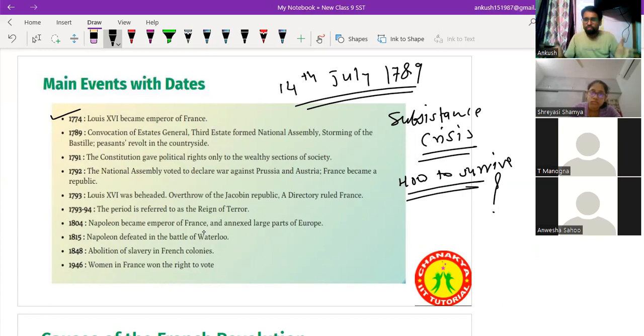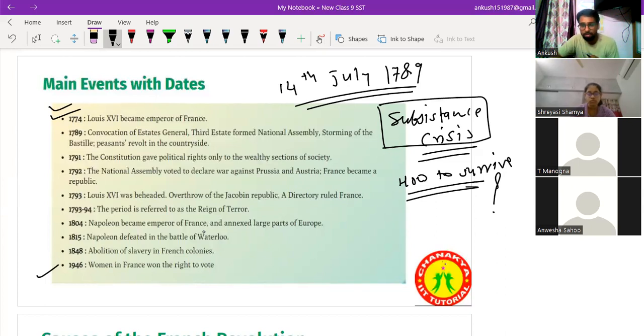Lots of things were imposed upon the people by King Louis XVI, and they faced the subsistence crisis, the survival crisis. You might know about survival: food, water, liberty, their problems. There are lots of things we have to face every day. So the main events started from 1774 and ended in 1946.